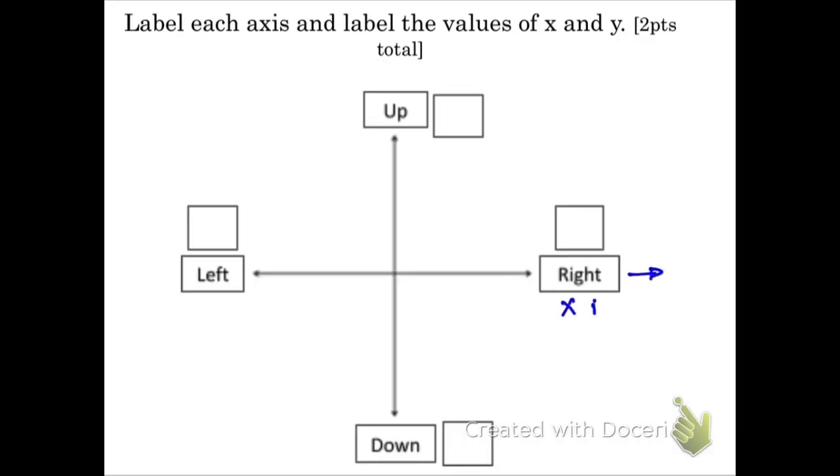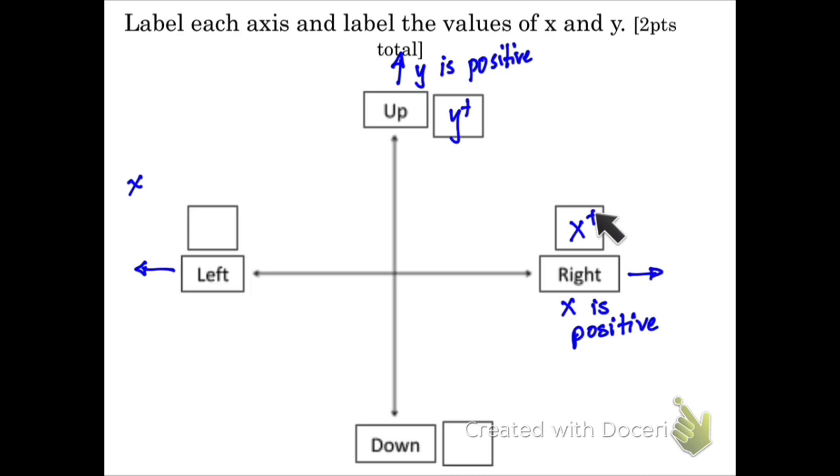All right, so label each axis. Moving forward, label each axis and label the values of x and y. If we're going to the right, that represents all the x values that are positive, and we denote that with x and a positive at the top. That is a notation. Going up, y is positive, so y is going to be positive here. Let me pause this, and let me just go back.